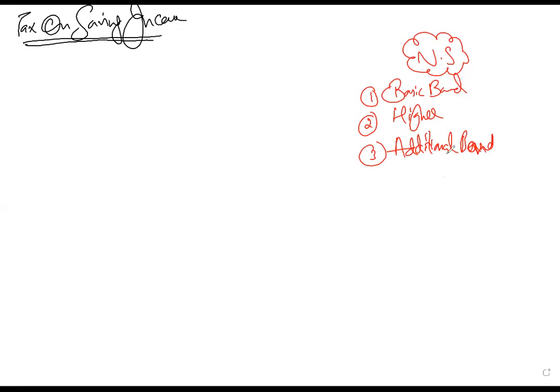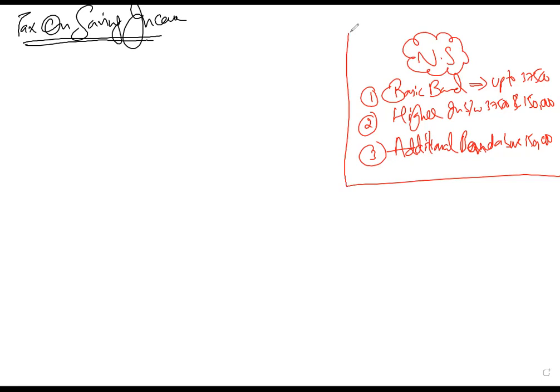There are three bands in non-savings, and we also know the limits: up to 37,500 is the basic band, above 150,000 will be the additional band, and in between 37,500 and 150,000 will fall under the higher band. This is all we know, what we learned for non-savings.